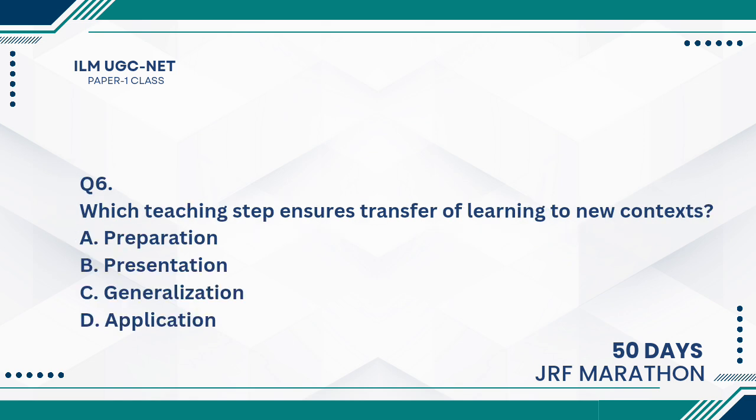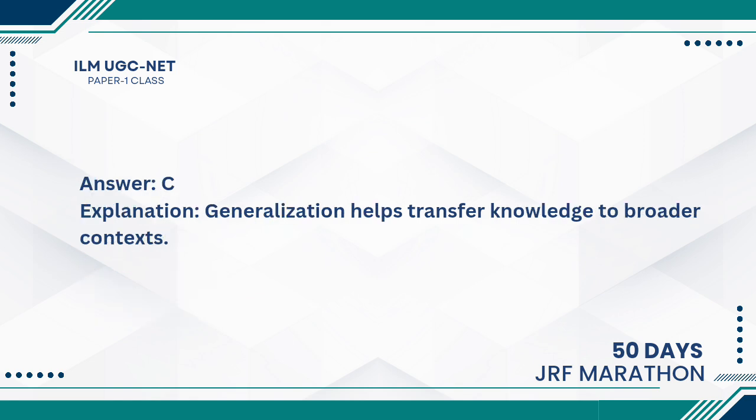Now let's see question number 6. Which teaching step ensures transfer of learning to new context? Options: preparation, presentation, generalization, and application. So when we generalize a concept, our general idea always helps to transfer the knowledge to a broader spectrum. So that will be option C, generalization, which helps transfer knowledge to a broader context.